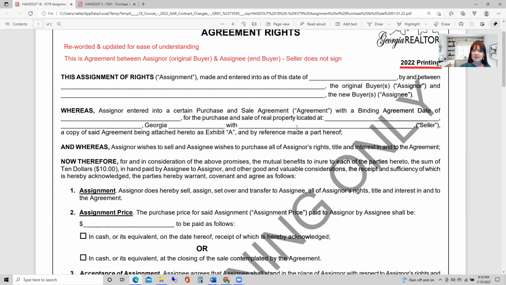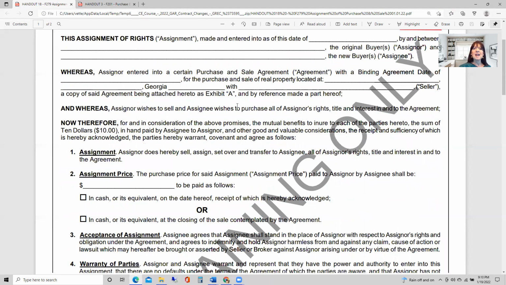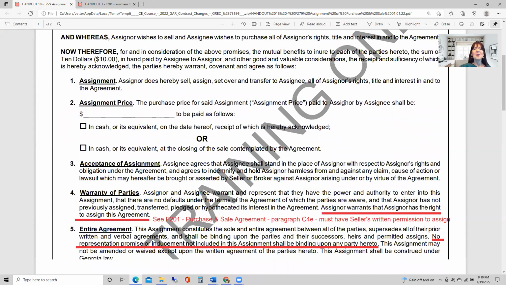So you reference the binding agreement date of the contract and the property address, and it says a copy of said agreement is attached as an exhibit. So the assignee, the end buyer who will live in the property, does get a copy of the actual purchase and sale agreement, because they are in essence buying that purchase and sale agreement from buyer A to actually live in the house the seller is selling.